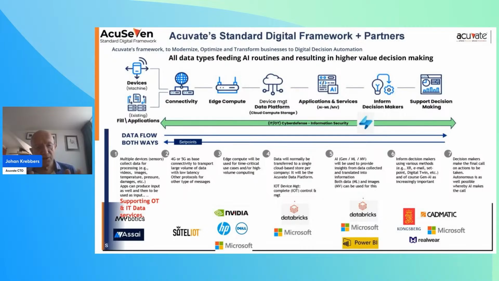You see the same slide over here. Here's some of our partners. I'll skip this quite quickly. You can look at it when you look at this presentation later.